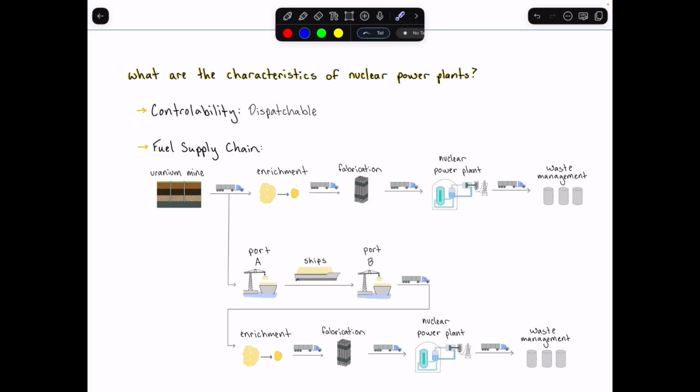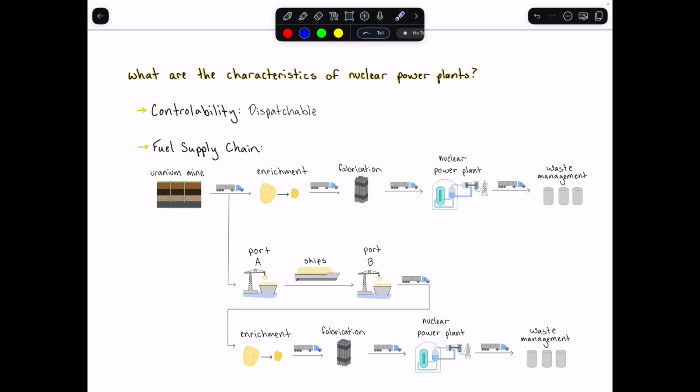But because uranium fuel contains an extremely high amount of energy for its mass, relatively small quantities of fuel can power a nuclear reactor for many months or even years before refueling is required. So they can store a lot of fuel on site. And then the last step is waste management. I'm going to discuss waste management in the next part, but first I'm going to finish going through the fuel supply chain.